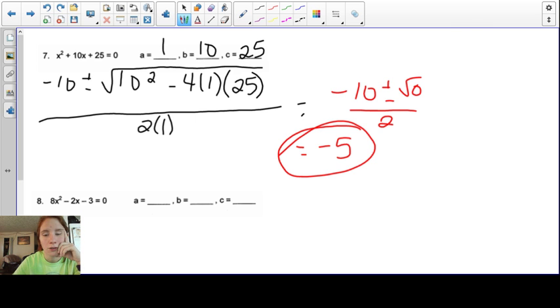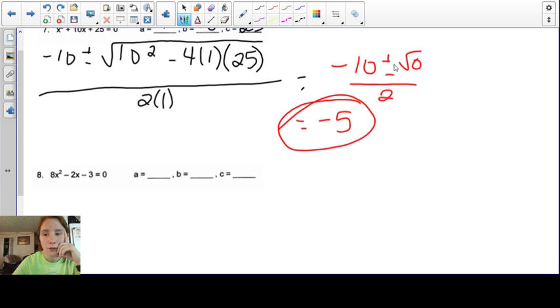That one's a tricky one. When you do this guy, you get the square root of 0. Square root of 0 is just 0, so he cancels out. He's gone. There's no plus or minus anything. So you just get negative 10 divided by 2, which is negative 5.